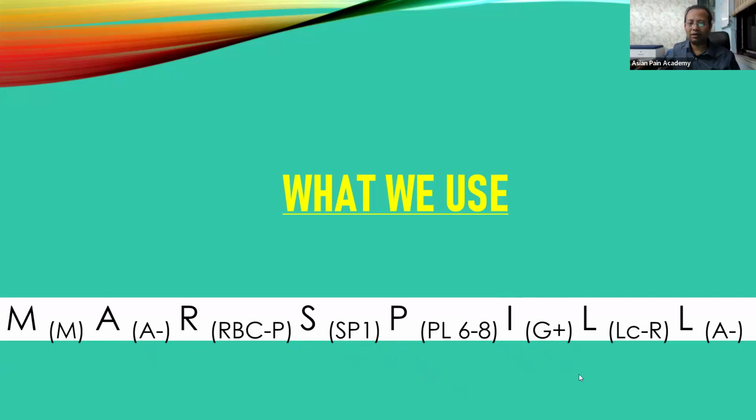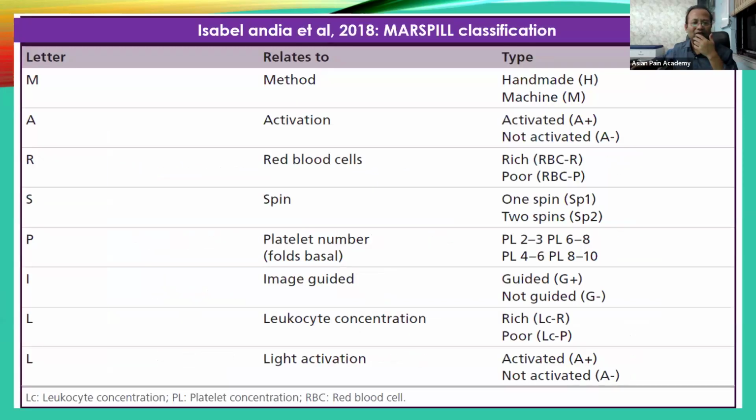So growth factor. Not growth factor. This one is your... I forgot what it is. So this one. No, this is not there.